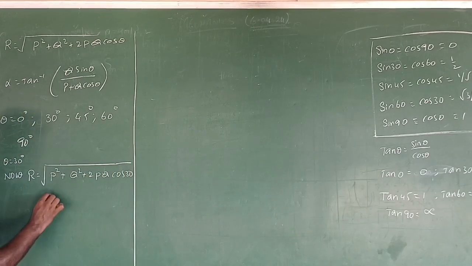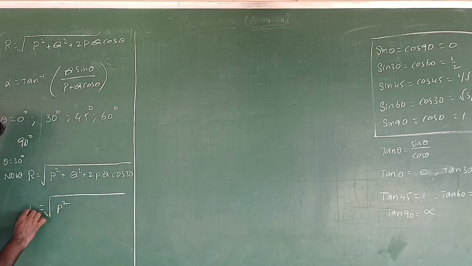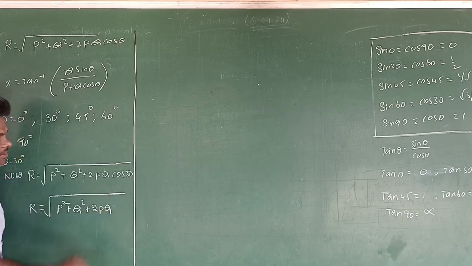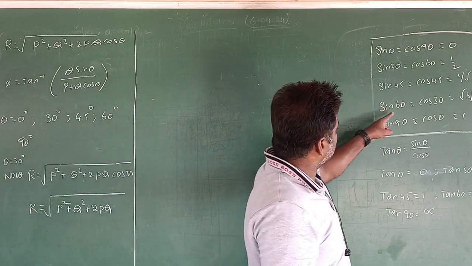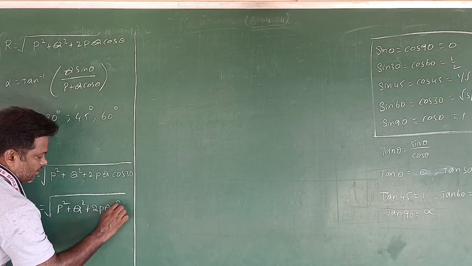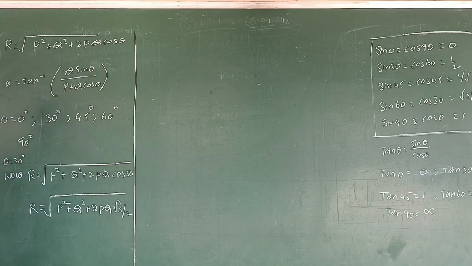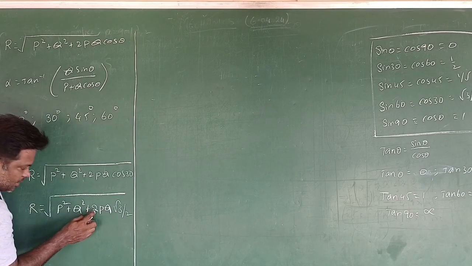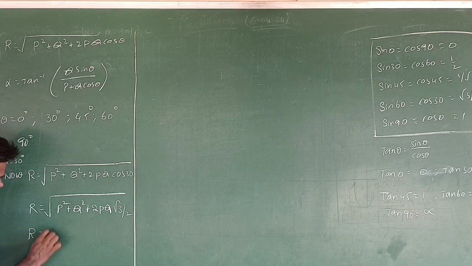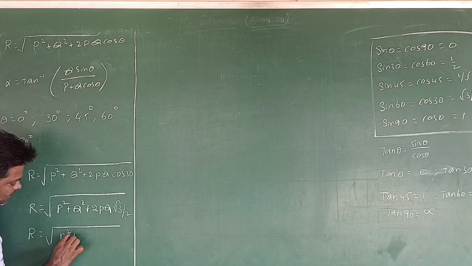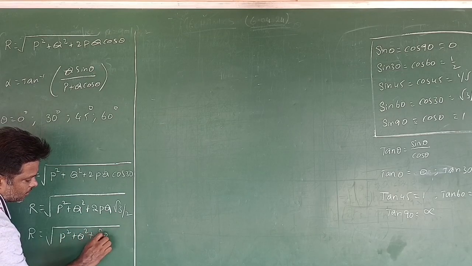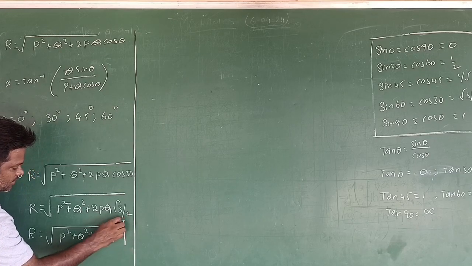Okay, then write like this: p square plus q square plus 2pq cos 30. Cos 30 is root 3 by 2. That's why you are writing here root 3 by 2. This is your cos 30. Now, in numerator 2 is there, denominator 2 is there. You can cancel these two. Then what is the value of r? R is equal to root over p square plus q square plus root 3 pq. This is your answer.